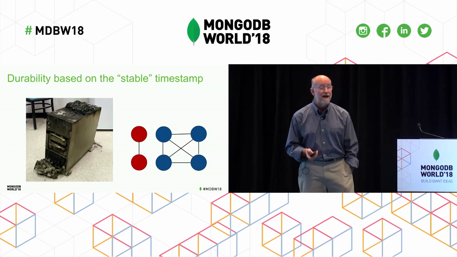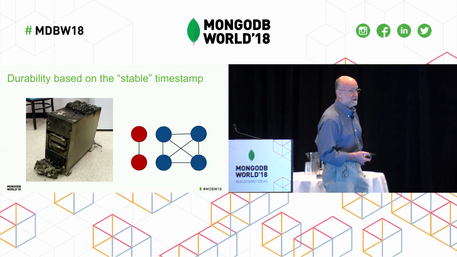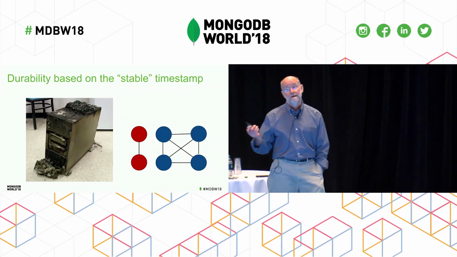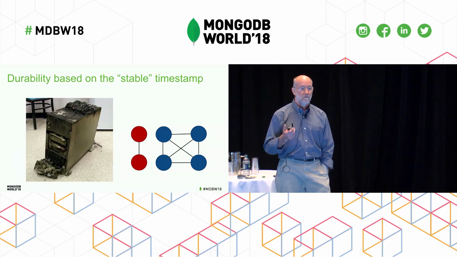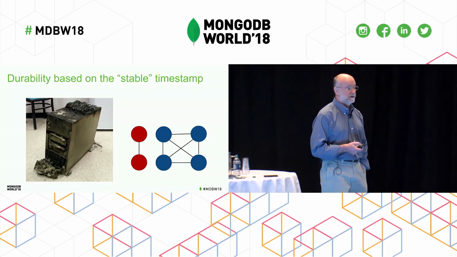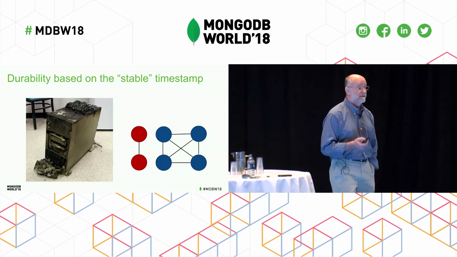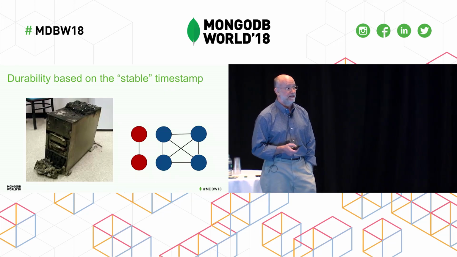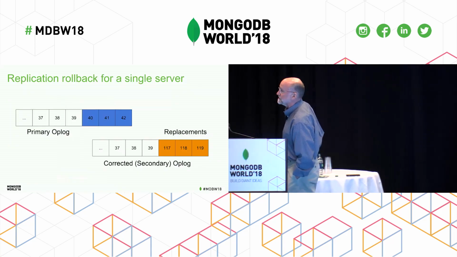And so again, what we have to do is let MongoDB tell the storage engine its durability point. And at that point, the storage engine says, well, yeah, I know it's committed, but until it passes a certain durability point, I won't write it to disk. So I will never actually write something to disk that isn't truly durable. And until the 4.0 release, the storage engine was, in fact, writing things to disk that were not durable. And if you know anything about database work, this is not a good place to be. It is not your happy place. Let me give an example. Replication rollback for a single server.